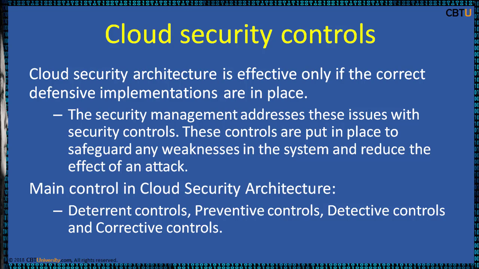Cloud security architecture is effective only if the correct defensive implementations are in place. The security management addresses these issues with security controls. The controls are put in place to safeguard any weakness in the system and reduce the effect of an attack. The main controls in the cloud security architecture are deterrent controls, preventive controls, detective controls, and corrective controls.